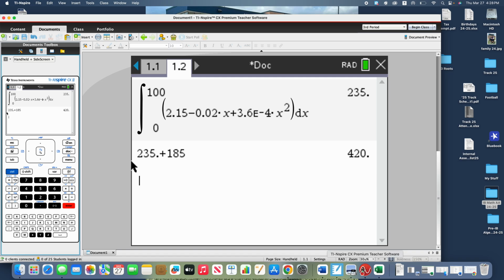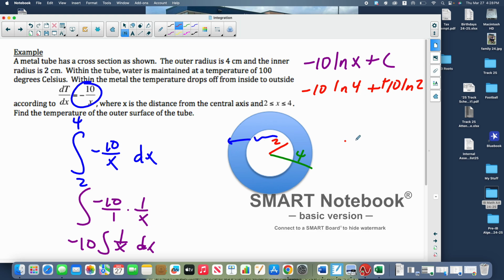And so I'm going to go -10 natural log of 4 plus 10 natural log of 2. And if I get that, I get negative 6.93 degrees. That's in Celsius. So negative 6.93 degrees Celsius. That's my answer. Or is it?